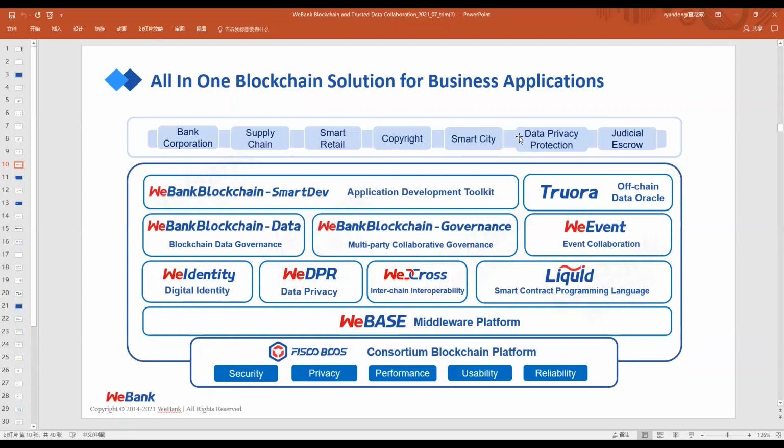We also have other templates, so in this way we can build different types of applications on top. This is all we offer now, and all the projects listed have their open source part. You can go to the WeBank blockchain page, which I will share later, if you're interested in this work.